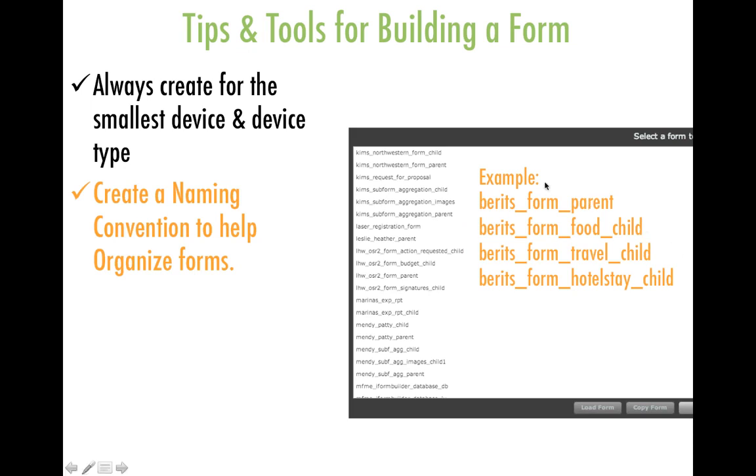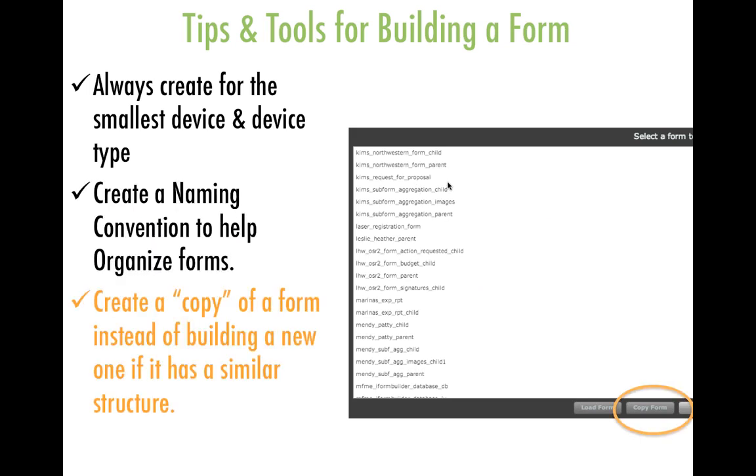So in this example, you can see I have Barrett's form and then Barrett's form food child. The food would be the subform, and the child is saying that that is the subform. And then there's multiple subforms to the parent, and so that just continues with Barrett's form travel, Barrett's form hotel stay, child. So all of those are connected, and once in the form builder, you can actually locate them a lot faster and see that connection. So that's very helpful as far as, again, to organize it for yourself, to see what forms go together, as well as if other people are building forms, they're able to see all the forms that are tied together.